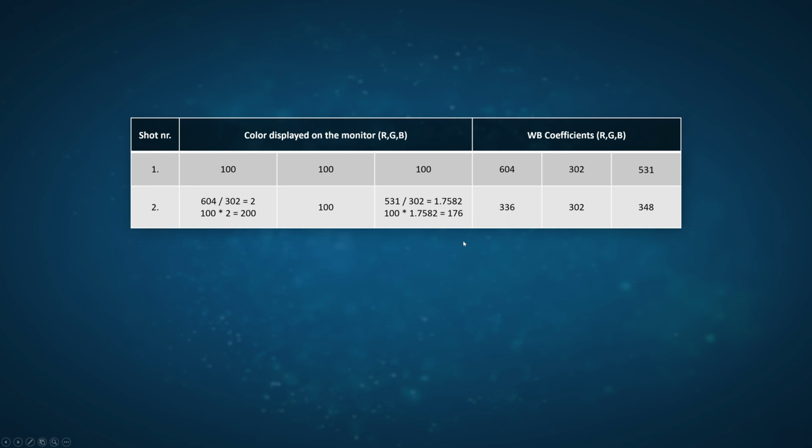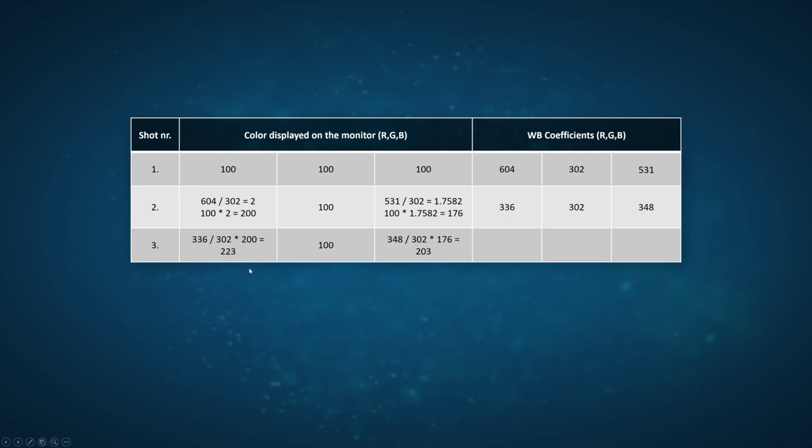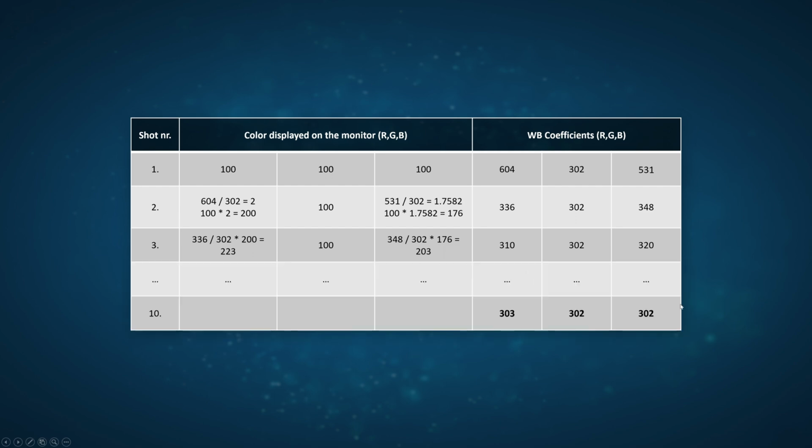Let's calculate the new values for our Photoshop background. For red, it's 336 divided by 302 times 200, which is 223. For blue, it's 348 divided by 302 times 176, which is 203. With these settings, we are at the following levels. After 15 minutes and 10 images, this is the final result.